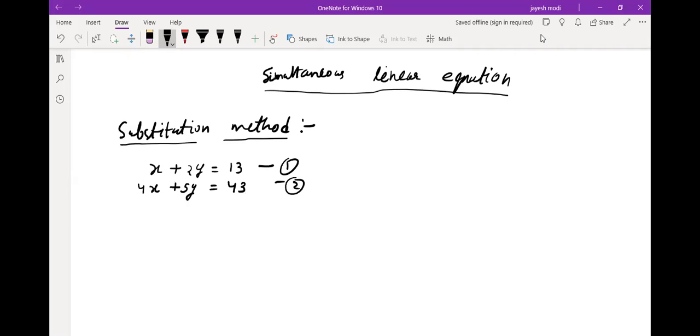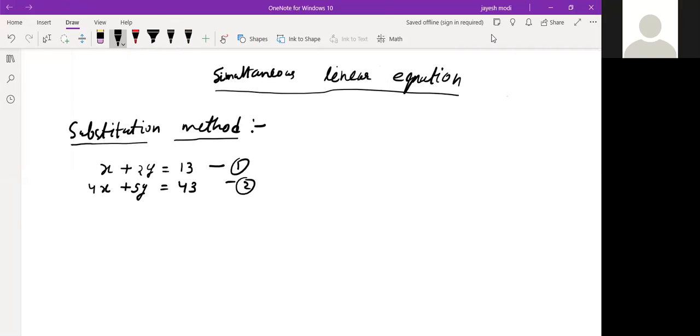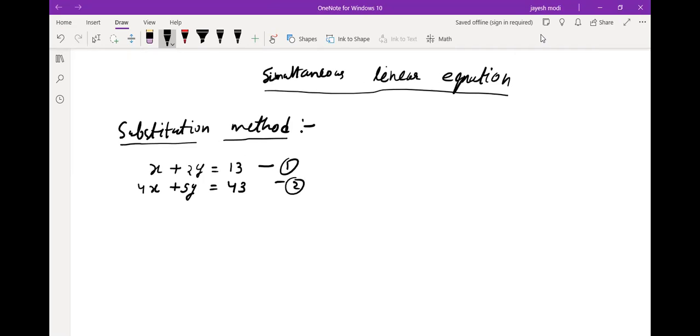Yes, sir. In this, if we use equation number 1, we can directly find the value of x in terms of 2y. So it will be easier to use the substitution method. Is that clear to you? From equation 1, what will be the value of x?